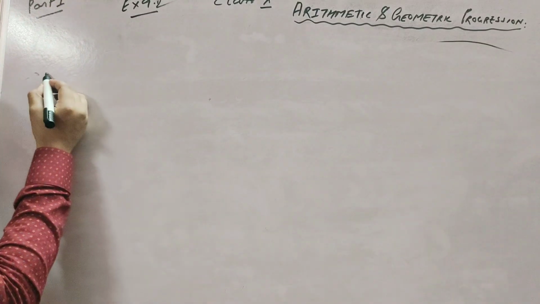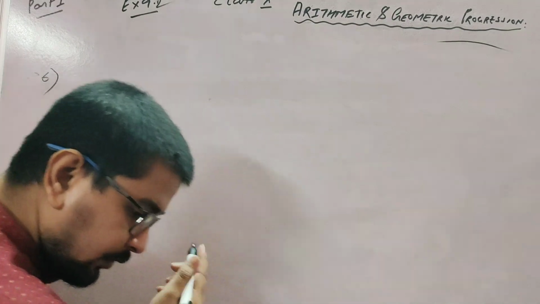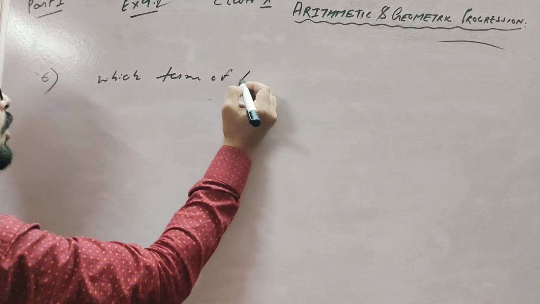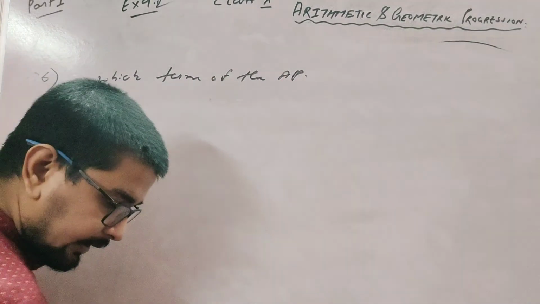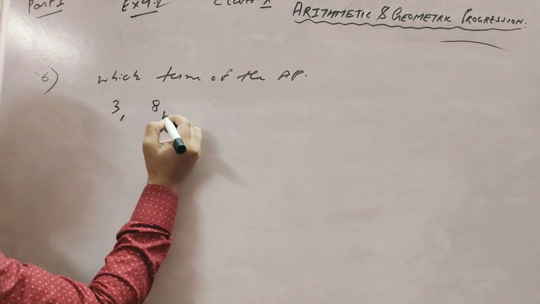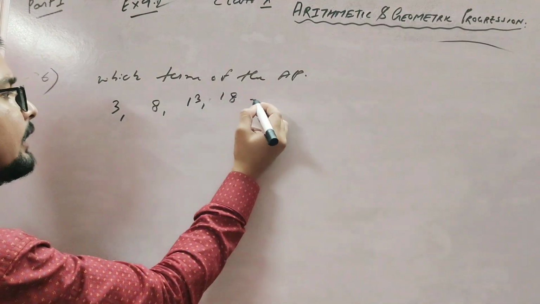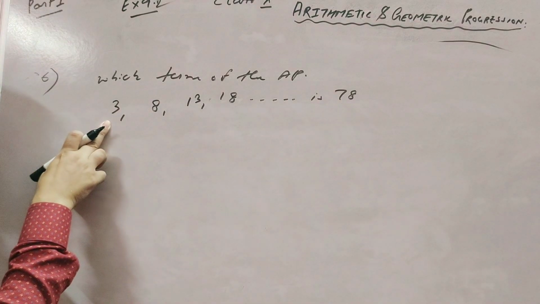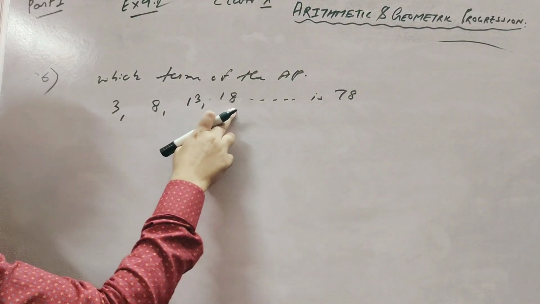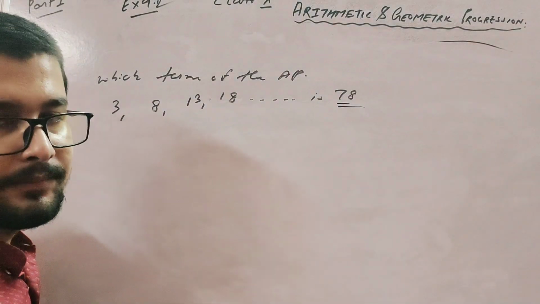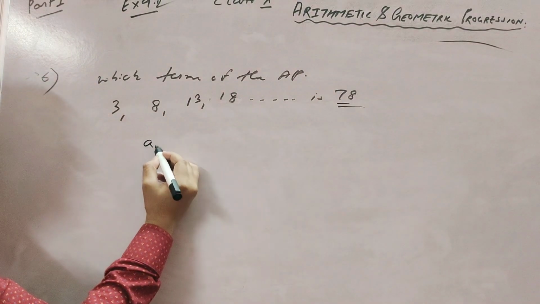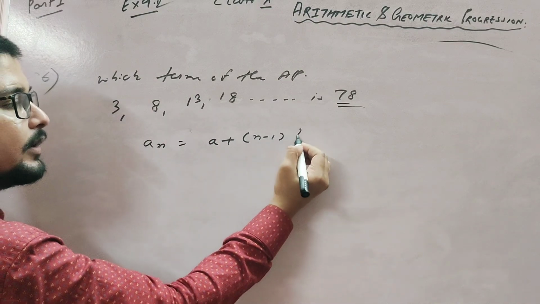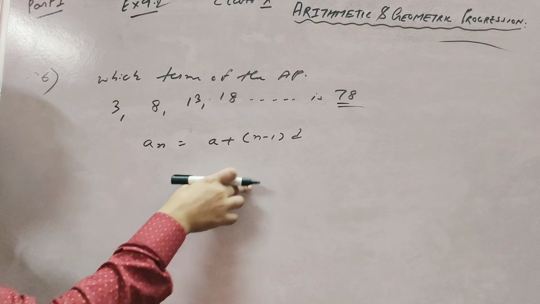Question number 6. The question is given: which term of the AP 3, 8, 13, 18, and so on is 78? You know that this is the first term, this is second term, this is third term, this is fourth term. So 78 is which term? For the general term, we know the formula an equals to a plus n minus 1 into d. This is the general formula to find out the term.